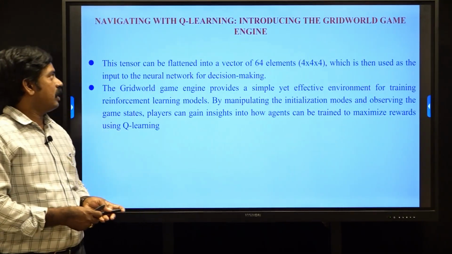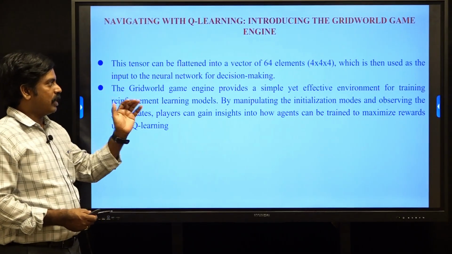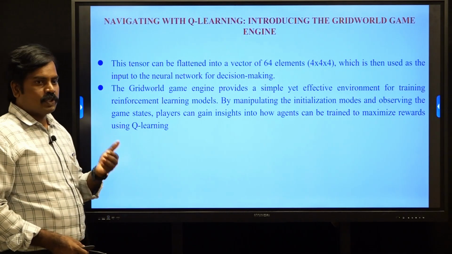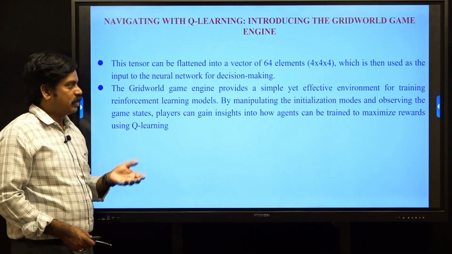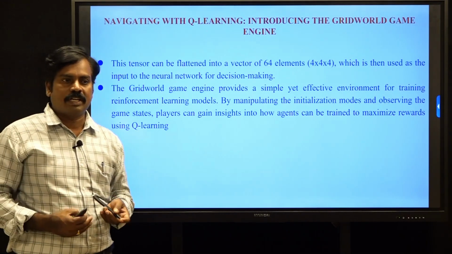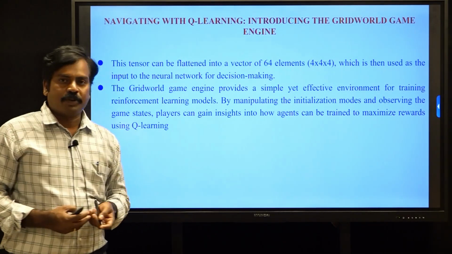In this way, this is the Gridworld game engine. We have to use this Gridworld game engine to implement the Q function in order to implement Q learning. The Gridworld game is the most suitable example to understand the Q learning concept in reinforcement learning.